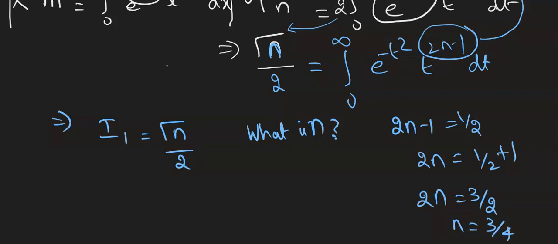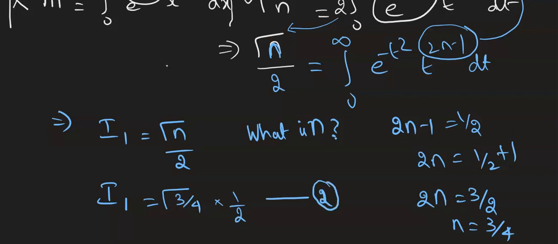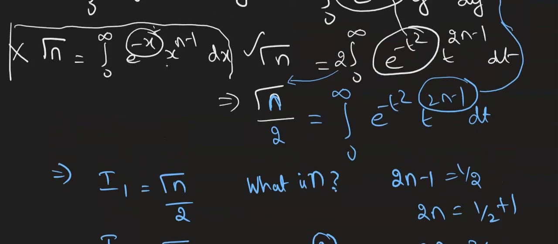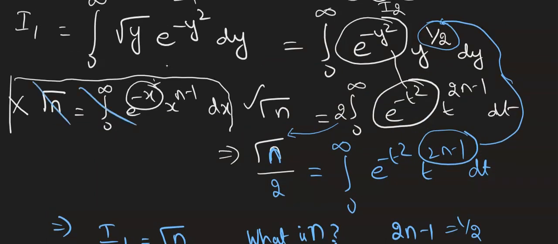So in this problem, I1 is gamma of n, where n is 3 by 4, by 2, or gamma of 3 by 4 into 1 by 2, you can write. Let it be equation 2. Because this formula I'm not using, I'm striking it off. This formula I'll use for the second one also. I'll name this equation 1, which is the formula.